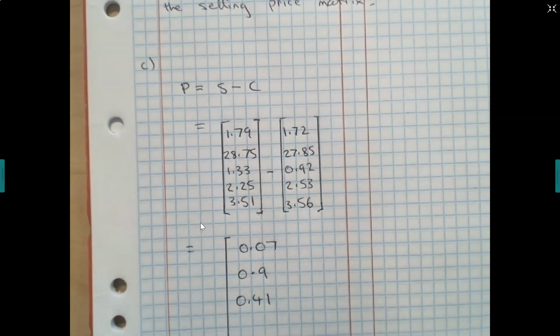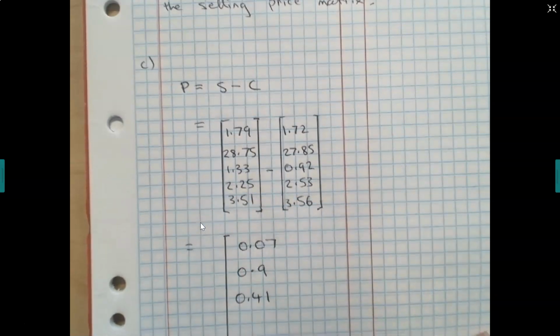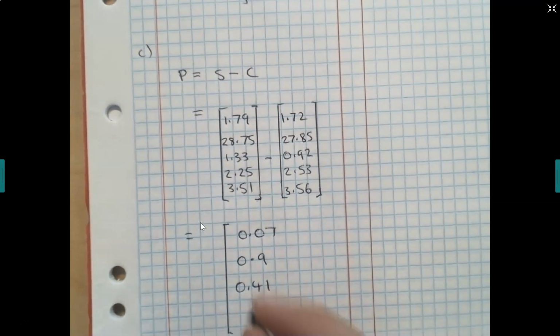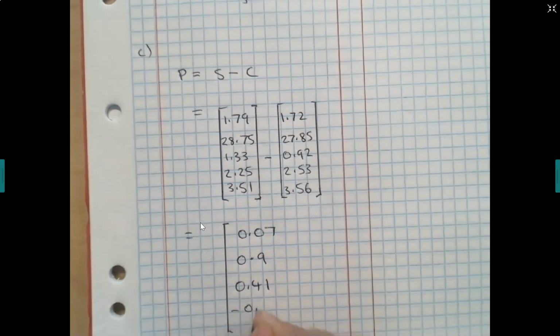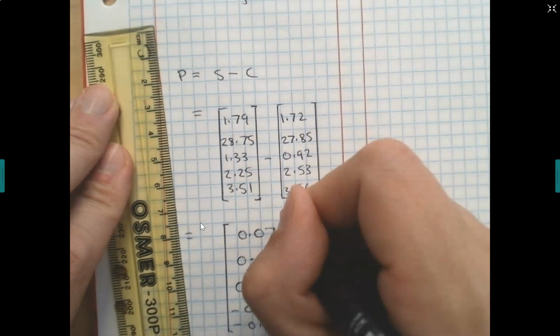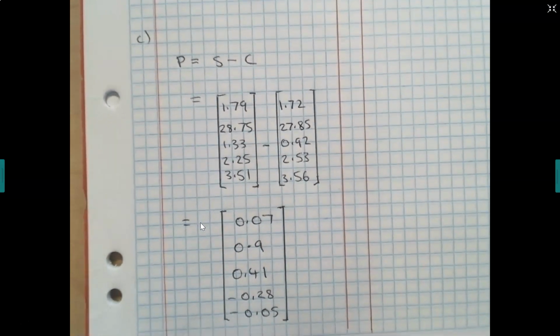Another profit. Now, 2.25 subtract 2.53. Can you see that's going to be negative? Therefore, he's made losses on these ones. So that's minus 0.28. And then E is minus 0.05. Alright, because they were of the same order, that's why we could do that subtraction.